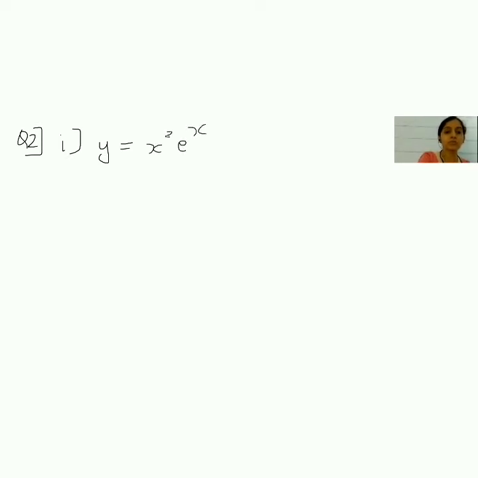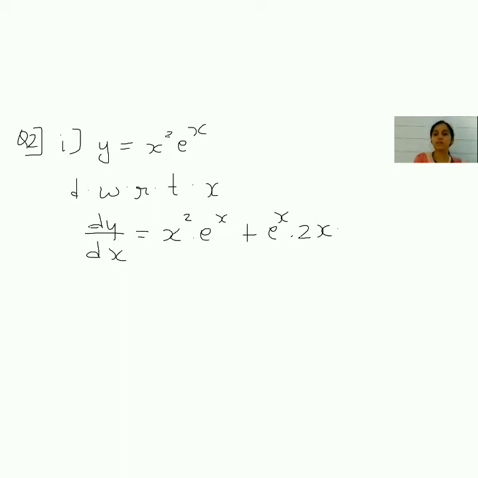We'll differentiate with respect to x only. So we get dy by dx using the multiplication rule: first term as it is, derivative of the second, plus second term as it is, derivative of the first. e raised to x derivative remains e raised to x, and x square derivative is 2x. Then the simplified form: dy by dx is equal to x e raised to x common, and we're left with x plus 2. This is dy by dx.